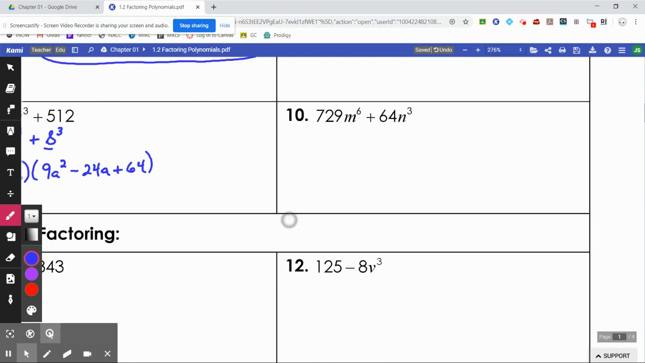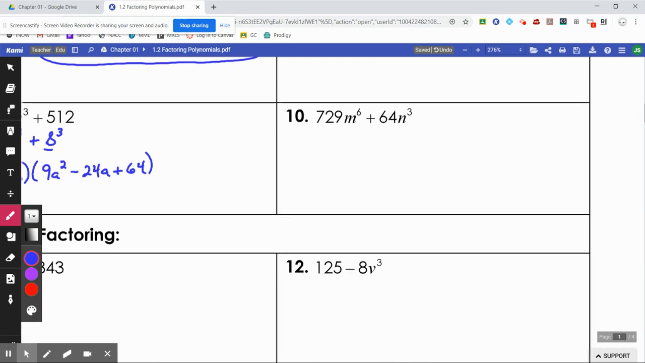And number 10, same thing. Is this a sum of cubes? This is 9 times 9 times 9. So that'd be 9 to the third. m to the sixth would be m squared times m squared times m squared. So we can write it like that.